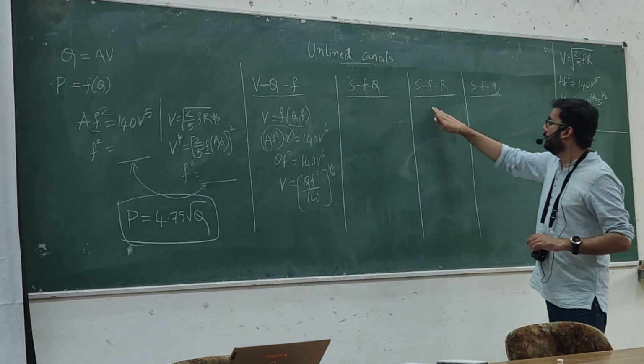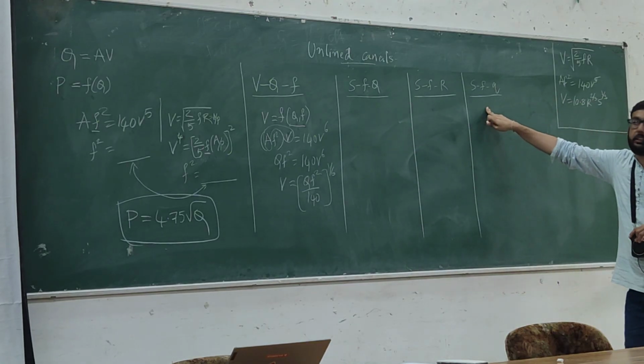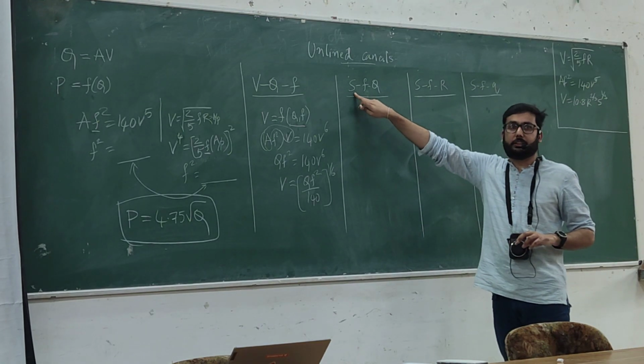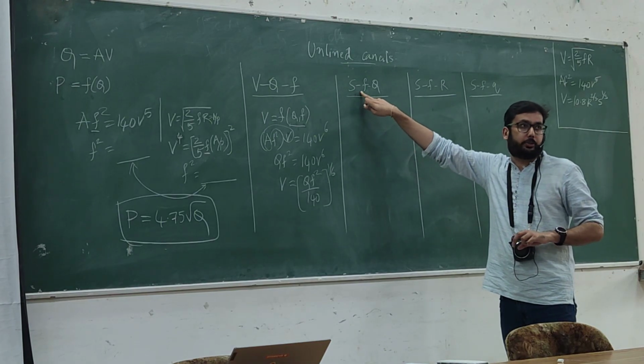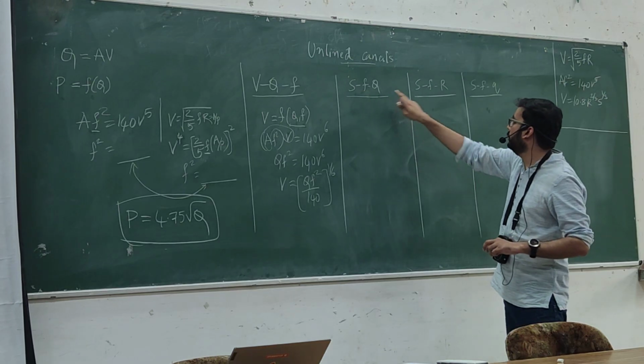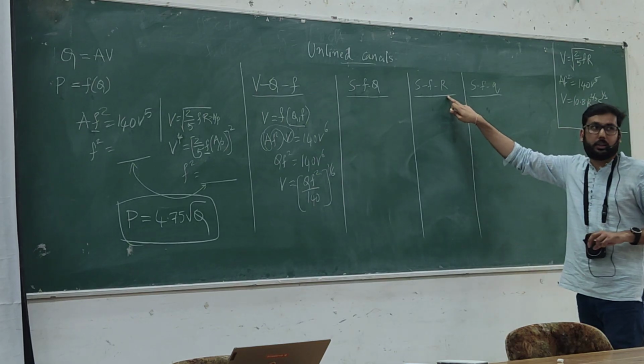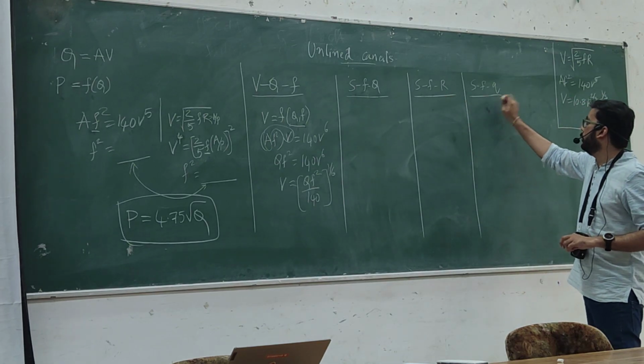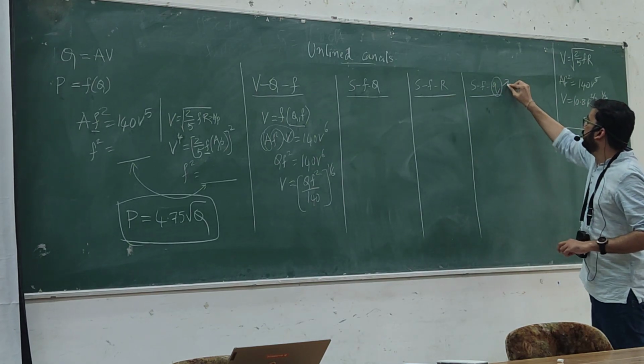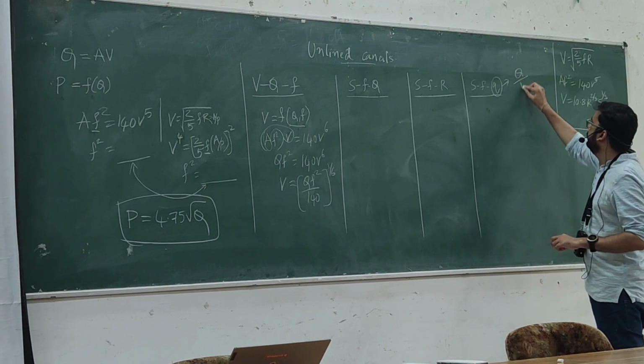And then we have 3 other relationships that we need to derive. So one is SFS, where S is the slope of the channel, F is the silt factor, and Q is the discharge. And again, SFR, where R is the hydraulic radius, and SFQ, where q is the discharge per meter width.